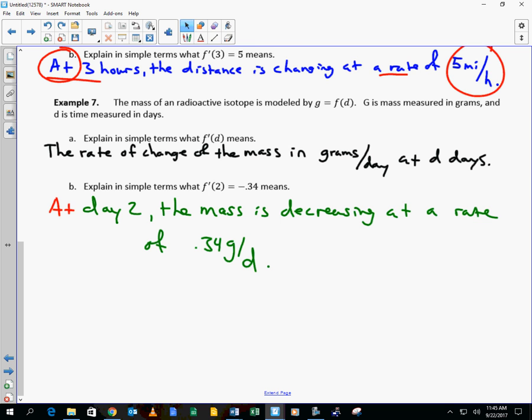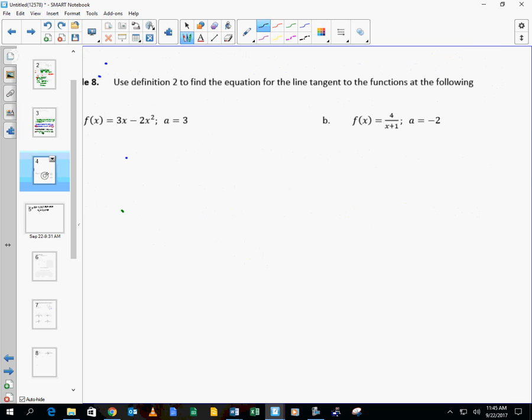The important pieces you have to keep in mind, you must have the rate label, you must say at, and you must use the word rate. Those are required. Are we all clear on that? Okay, so flip it over. We're not going to do this top part, really not necessary. You know definition 2 already.